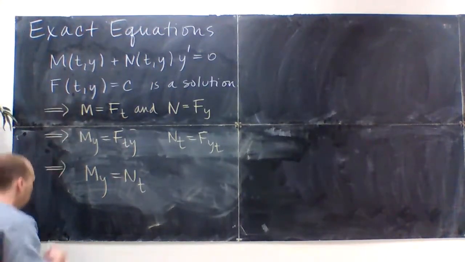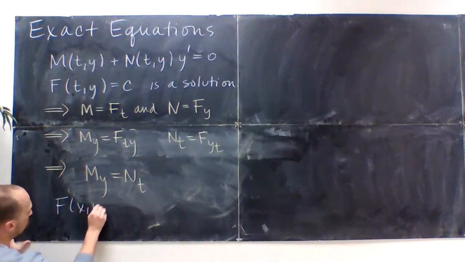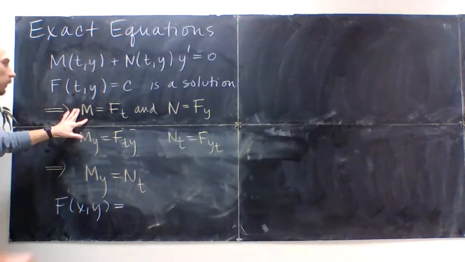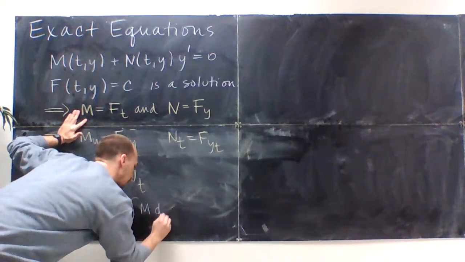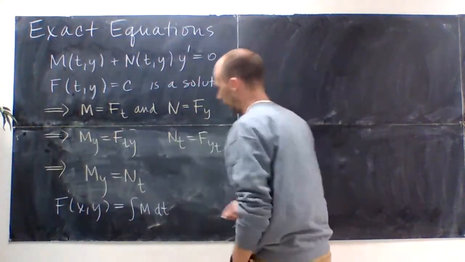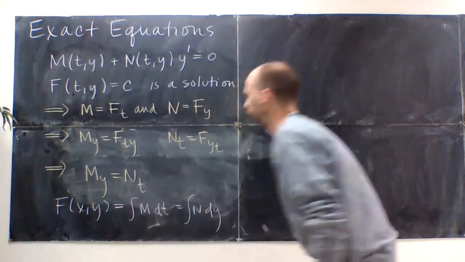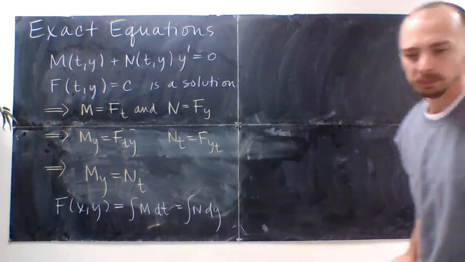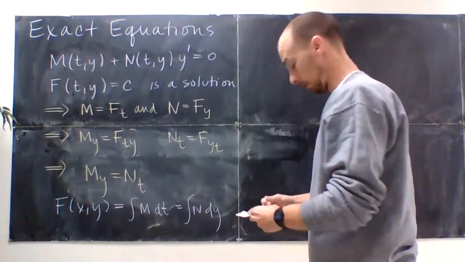So, what else was I going to say? Oh yeah, and so in conclusion, this f of x and y is going to be equal to the antiderivative of m with respect to t, but it's also equal to the antiderivative of n with respect to y. And so I think now would be a good time for me to do an example. All right, so I've got, let's see, this is written very small.